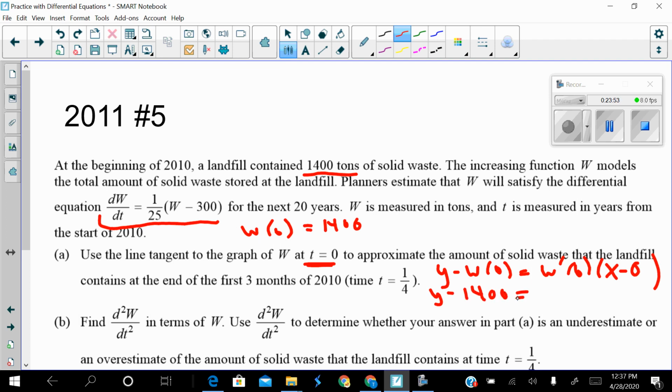equals, to get the derivative, we look at the differential equation. Now, when t equals 0, W is 1,400. So that's what we got to plug in, right? We don't plug in 0 for W. The waste isn't 0. At time 0, W is 1,400. So if I plug 1,400 in for W, 1,400 minus 300 is 1,100.